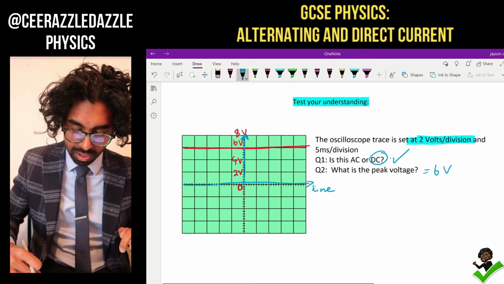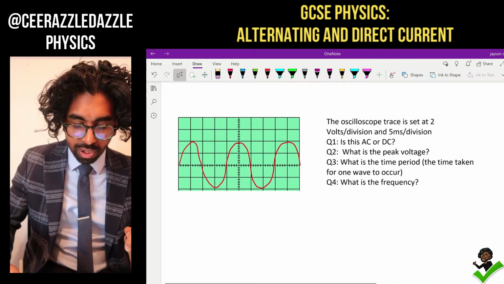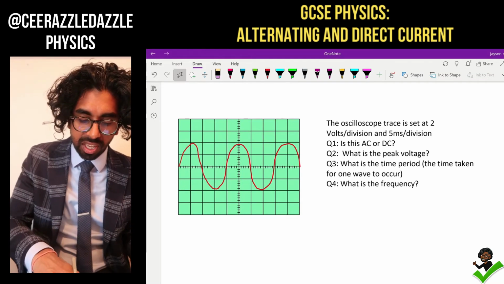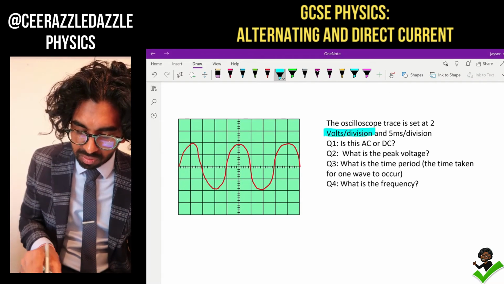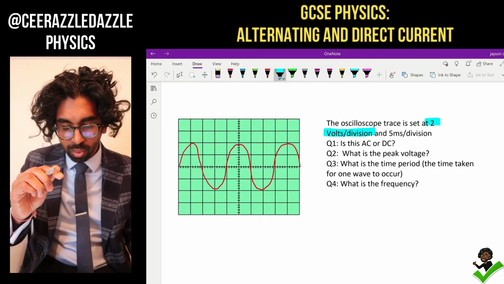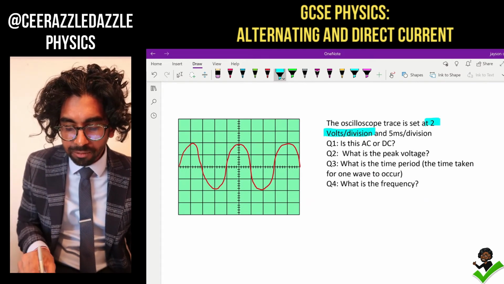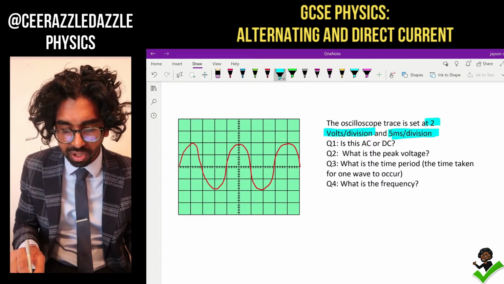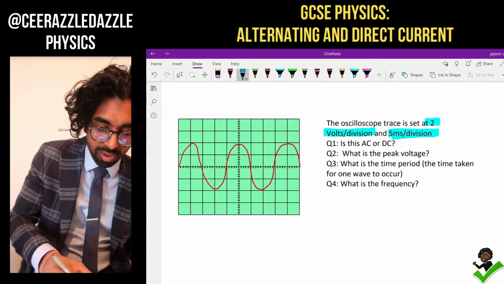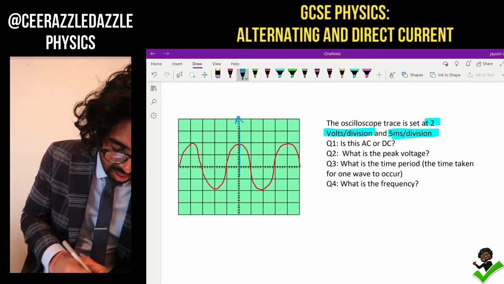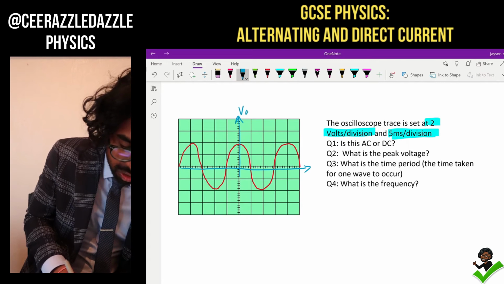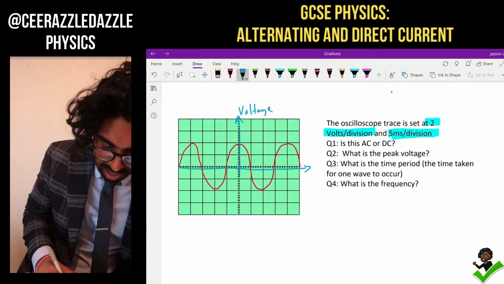Right, so let's scroll down. Next question. The oscilloscope trace is set at 2 volts per division again. So for every single square it's 2 volts. And 5 milliseconds per division, that's for the time. So notice we've got 2 scales once again. This is our X and Y. This is going to be voltage. This is going to be time.